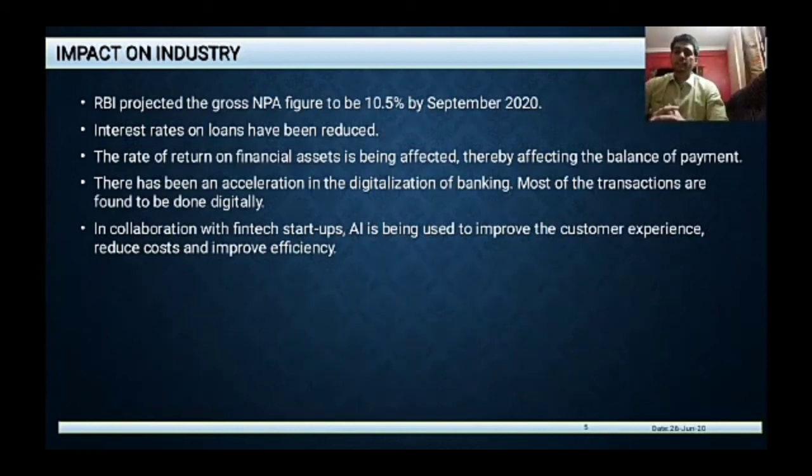Coming to the second impact on the industry, the interest rates on loans have been reduced since COVID-19 has affected people financially, so the banks have decided to reduce the interest rates. This is due to the action of the central bank, the Reserve Bank of India, which has reduced the repo rate by 75 basis points, from 5.15% to 4.4%. So, the second point: the interest rates on loans have been reduced.